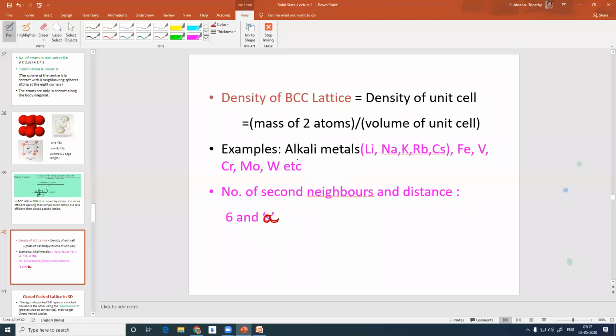Remember, this is for your JEE level test: all alkali metals crystallize in a BCC lattice, all. In addition to that, many transition metals like iron, vanadium, chromium, molybdenum and tungsten also crystallize in a BCC lattice. Number of second neighbors and distance is equal to 6 and A.